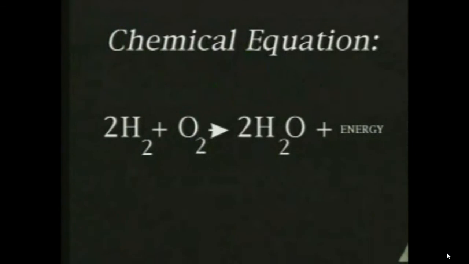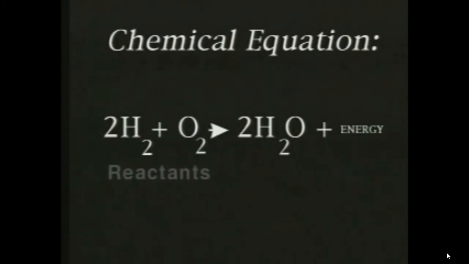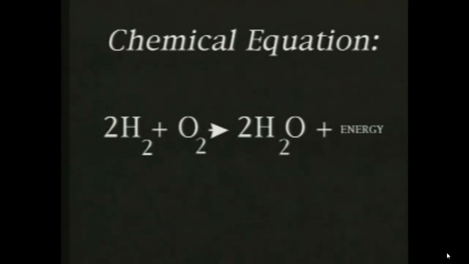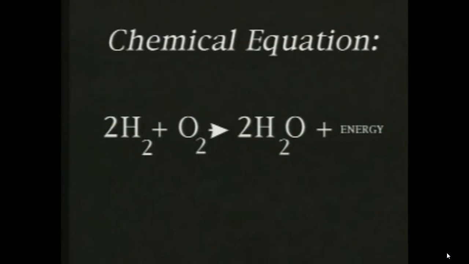In order to show what happens during chemical reactions, scientists write out equations like this one, which represents the formation of water from hydrogen and oxygen. The reactants, two molecules of hydrogen gas plus one molecule of oxygen gas, are on the left side of the arrow. On the right side of the arrow are the products of the chemical reaction. In this reaction, two molecules of water are formed, plus energy is released.